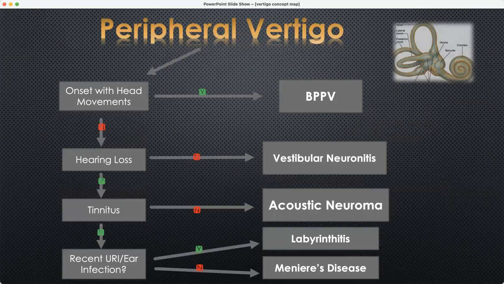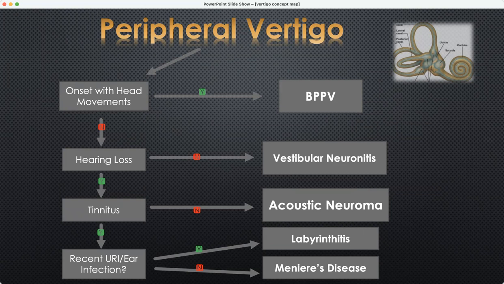If the patient has no CNS signs or symptoms, and the symptoms are more likely to be peripheral vertigo, we look at the duration of the attack and other associated symptoms. Recurrent episodes that last only seconds to less than a minute are more likely to be BPPV, which is the most common cause of vertigo and results from the inappropriate presence of calcium particles in the semicircular canals.